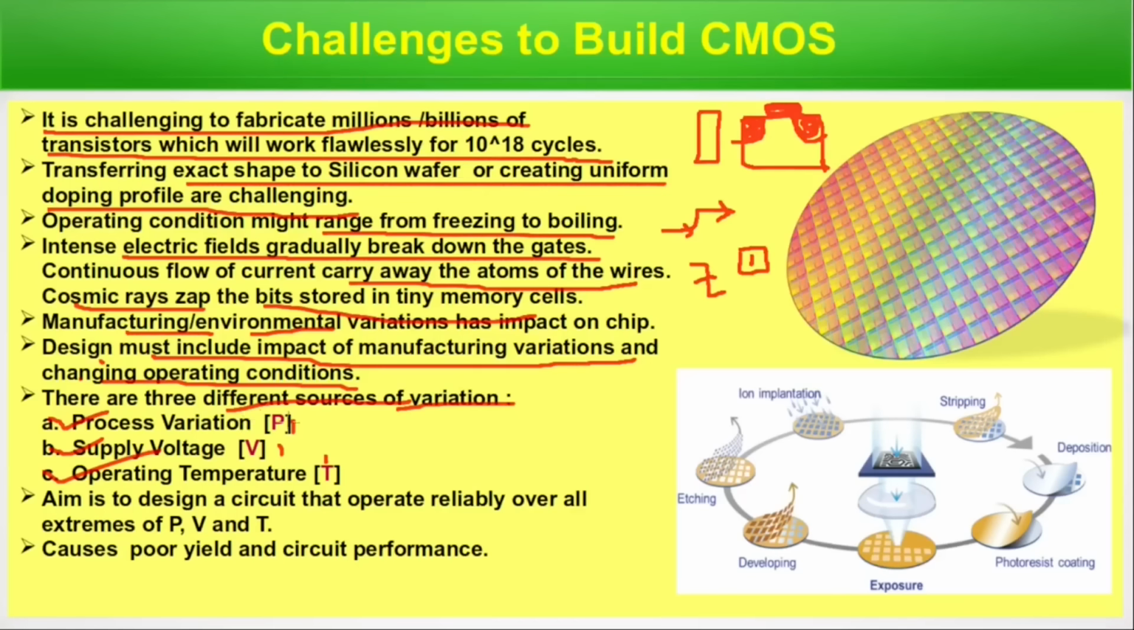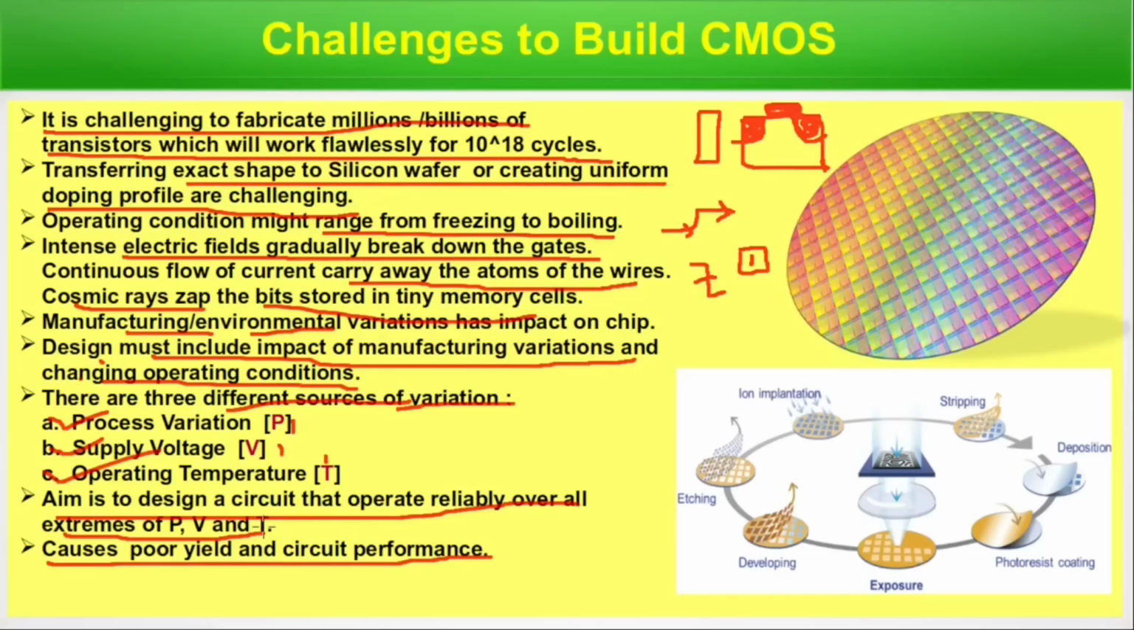These are basically the variation of process, supply voltage and operating temperature originates from there. Our aim is to design a circuit that operates reliably over all extreme P, V and T. Otherwise, this can cause poor yield and circuit performance. If we do not consider the impact of this variation of P, V and T, that could lead us to poor yield and circuit performance. So these are basically challenges to build CMOS.